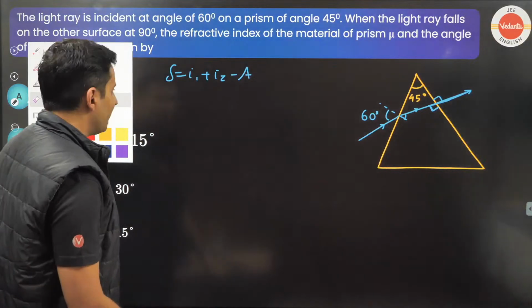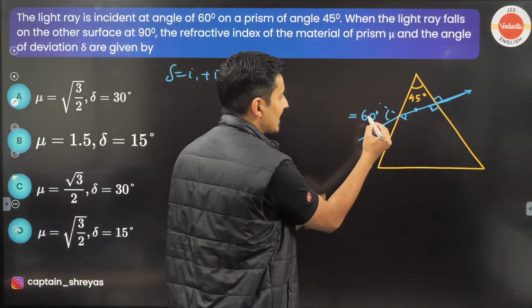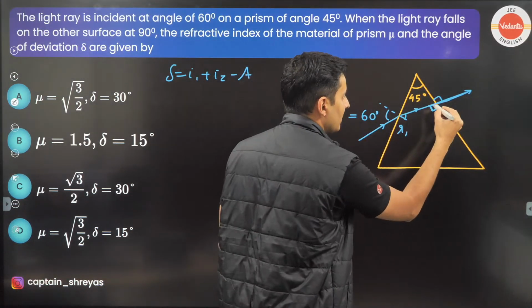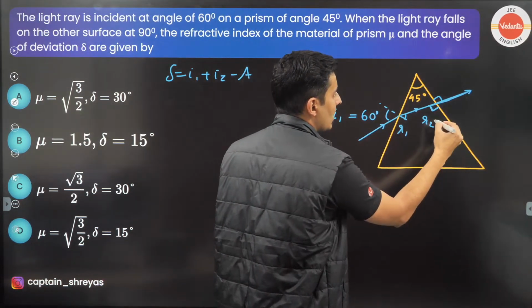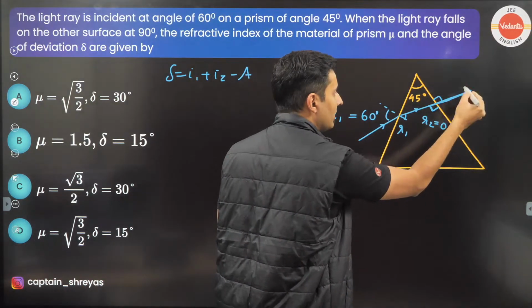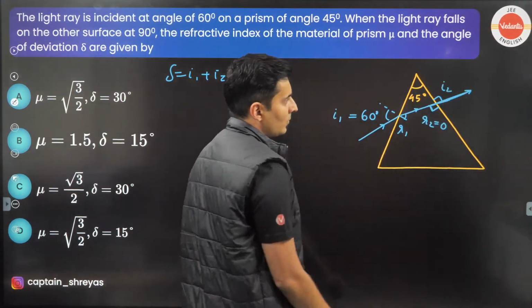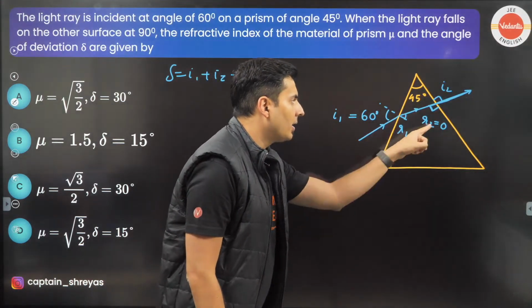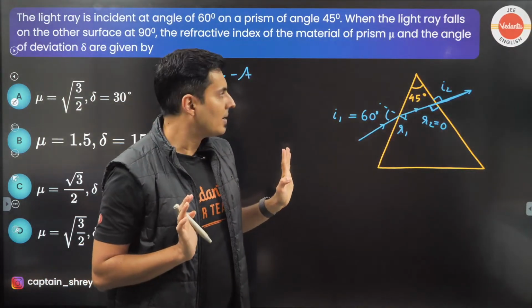Okay, so over here, this 60 degrees is basically I1. This internal angle is R1. This internal other angle R2 is 0. And this exterior angle is I2. Correct? The exterior angle is I2. This is exterior angle I1. R1 and R2 are the internal angles. I hope this is clear.